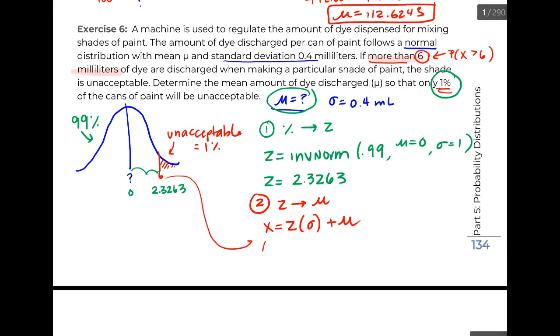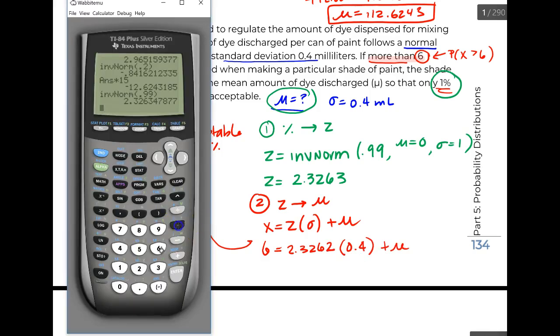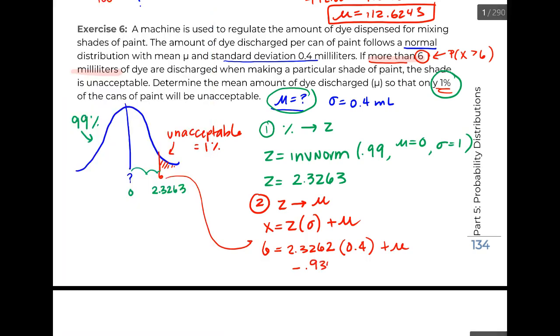6 is our x, it's our observation. We just found that z-score. They gave us a standard deviation. The only thing we don't have is the mean, which is what we're looking for. So we can go ahead, figure out what this piece is, subtract it off, 9305. Giving us our final piece that our mean is equal to 5.0645. And this time we actually do have units.